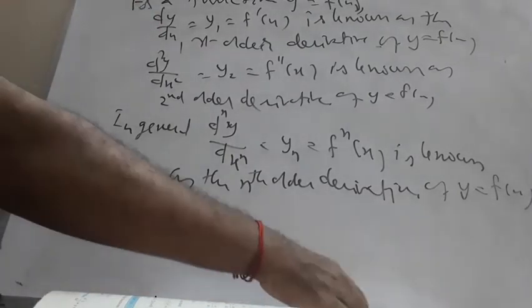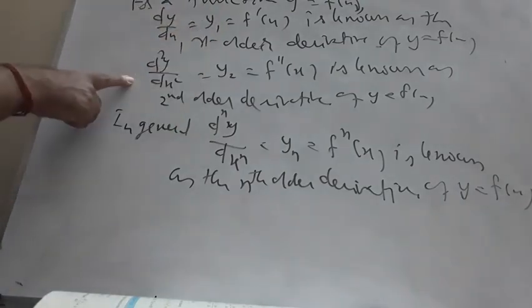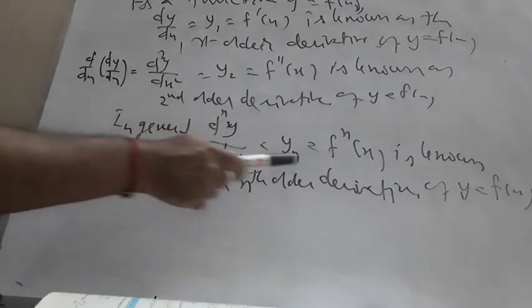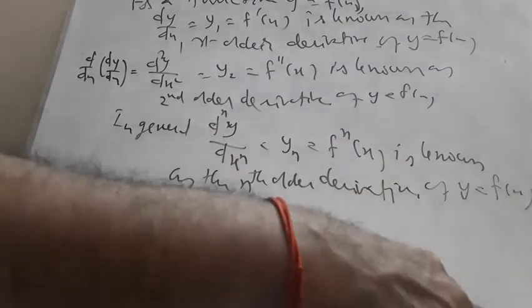Let me repeat. For a function y is equal to f of x, dy by dx is equal to y1 is equal to f dash of x is known as the first order derivative. If we differentiate once again with respect to x, this is called d square y by dx square. That is, this is nothing but d by dx of dy by dx. D square y by dx square or y2 or f double dash of x is known as the second order derivative of the function y is equal to f of x. In general, d power n y by dx power n or yn or f n of x is known as the nth order derivative of the given function y is equal to f of x.